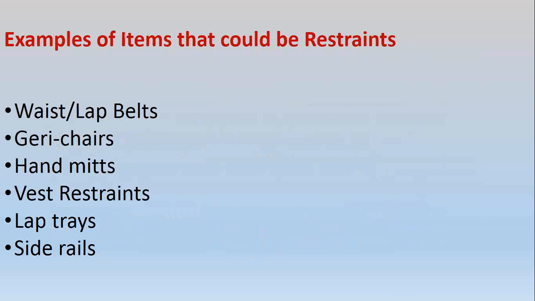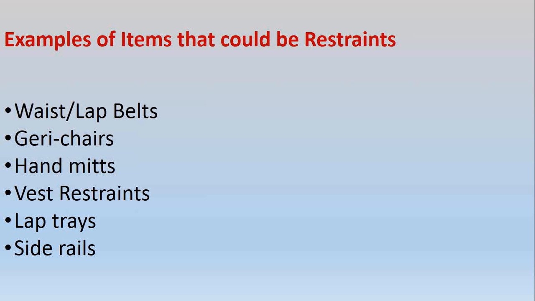Some of the examples for restraints could be waist or lap belts, geri chairs, hand mitts, vest restraints, lap trays, side rails. So we can look at all of those types of things. And there's other things, the bed against the wall. Having those Adirondack chairs that pitch somebody back in the seat, and so their own body weight is something that is restraining them or restricting them from standing up.